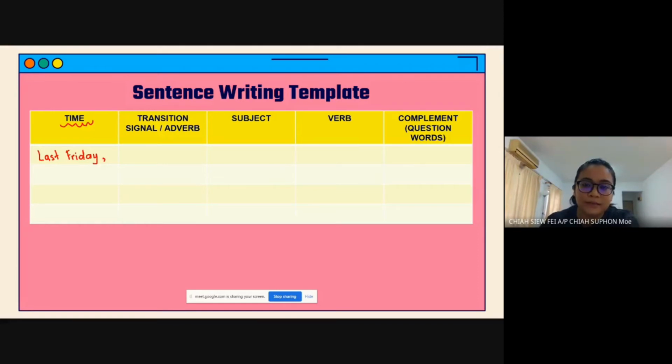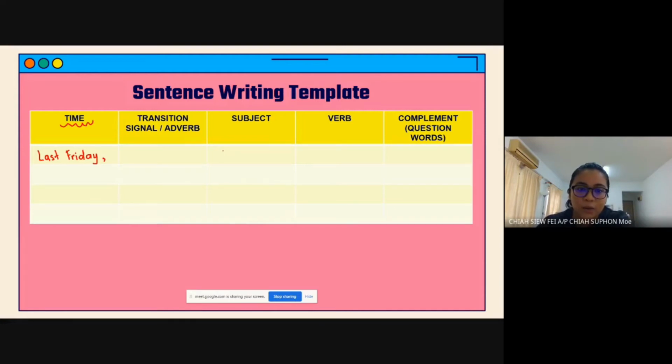When you say last Friday, in your head, you must know already that, okay, I'm writing in past tense. And then here you see transition signal or adverb. Sometimes in your sentence, you will have to use a transition signal. Sometimes you don't have to use a transition signal. Like this one, last Friday, we don't need a transition signal or adverb yet. We go straight to the subject.